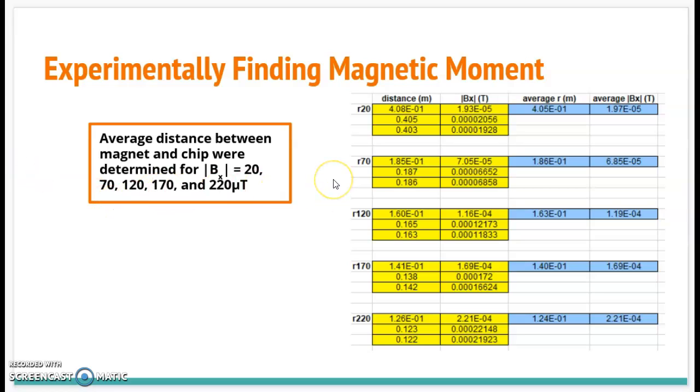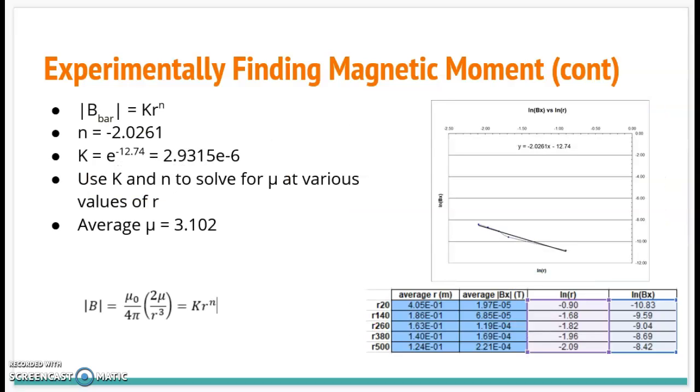And then from there, to find the magnetic moment, we had to find the distances from the magnet where different net values of magnetic field in the x direction were found, respectively 20, 70, 120, 170, and 220 microteslas. We did this 3 times and found the average distance for these different values. For 20, it was about 40 centimeters. For 70, about 18 centimeters. 120, about 16 centimeters. 170, about 14 centimeters. And 220, about 12 centimeters.